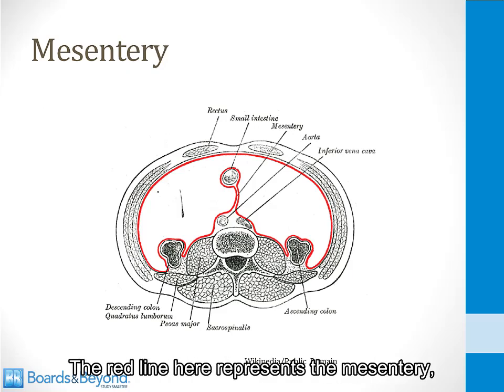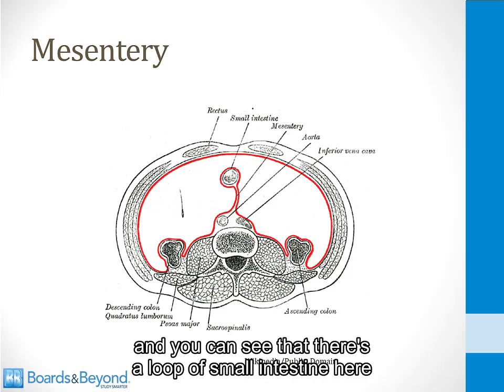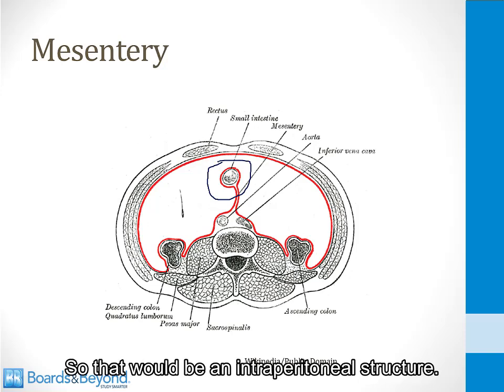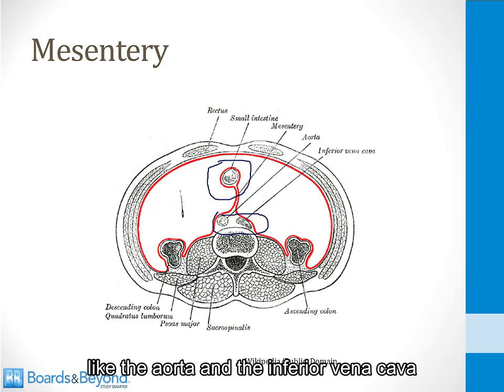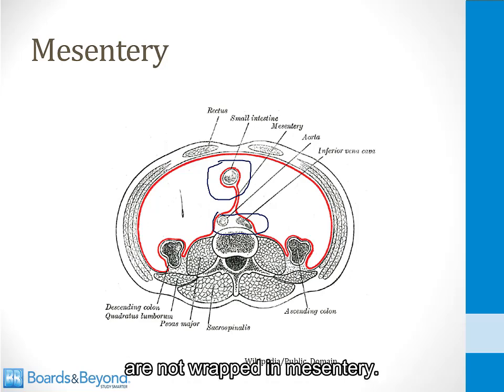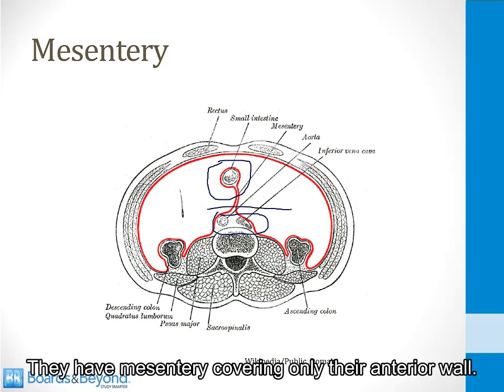Here's a recreation of some structures in the abdomen to give you an idea of what I'm talking about. The red line here represents the mesentery, and you can see that there's a loop of small intestine here completely wrapped in mesentery. So that would be an intraperitoneal structure. Other structures in the back of the abdomen, like the aorta and the inferior vena cava, are not wrapped in mesentery. They are retroperitoneal structures. They have mesentery covering only their anterior wall.